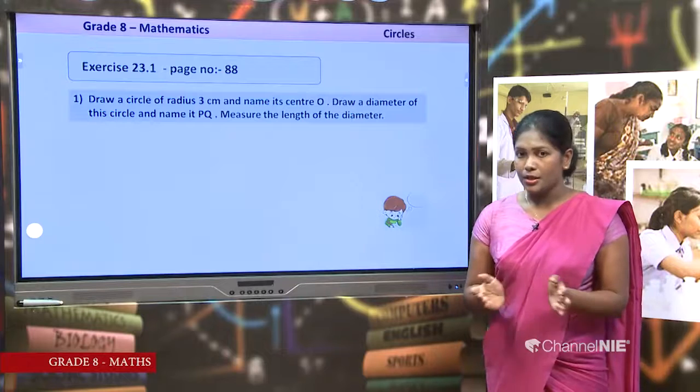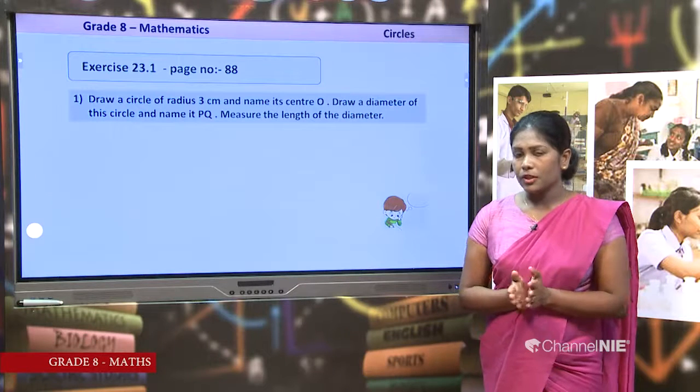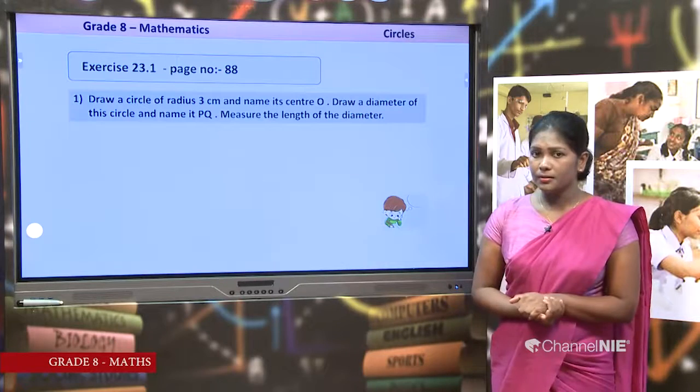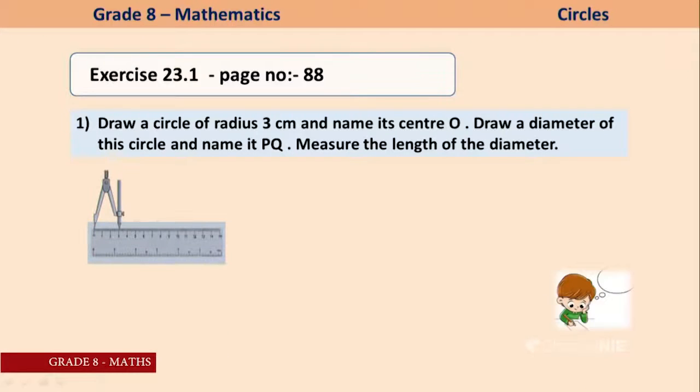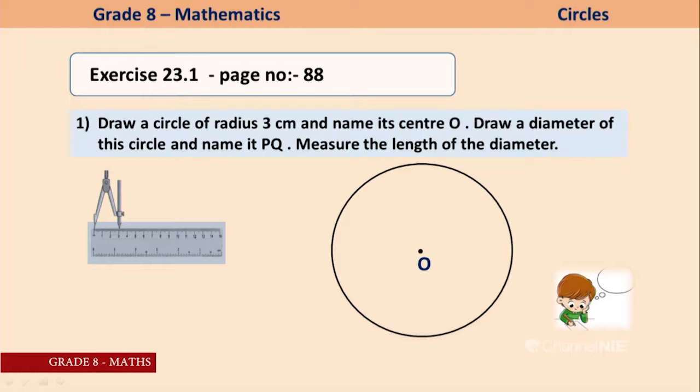Okay, children, can you do this question with me? Okay, hope you are ready. Draw a circle of radius 3 centimeters. Take the compass. Then take 3 centimeters for this compass and draw a circle like this. Then name its center O. Then draw diameter of this circle. Now you know how to draw the diameter. Then name it as P and Q. Then measure the length of the diameter.